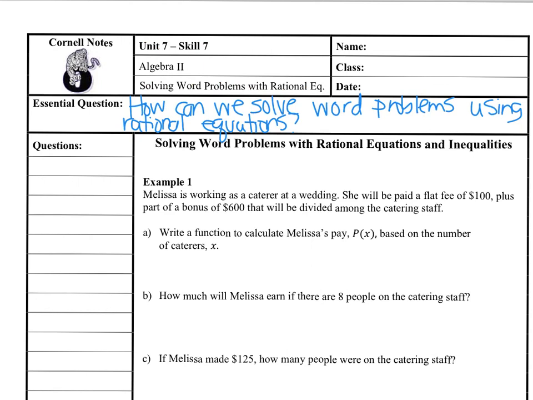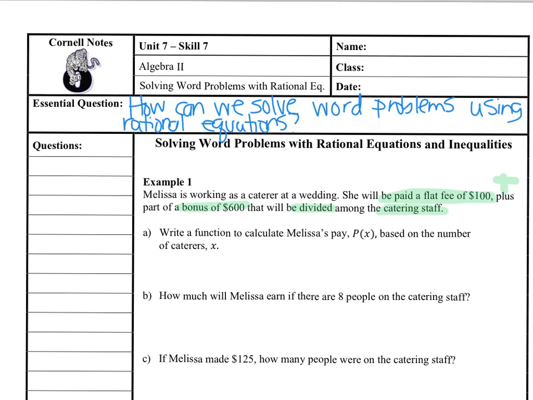Looking at example 1, it says Melissa is working as a caterer at a wedding. She'll be paid a flat fee of $100 plus a bonus of $600 that will be divided among the catering staff. So we see we've got a flat rate, which means it's paid one time, plus we're going to add, and then we're going to divide by the number of catering staff.